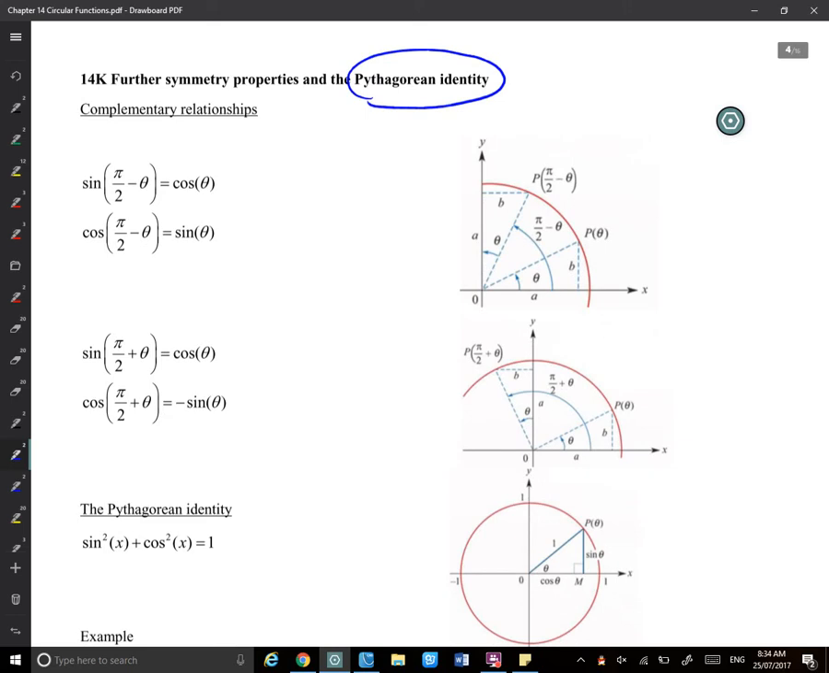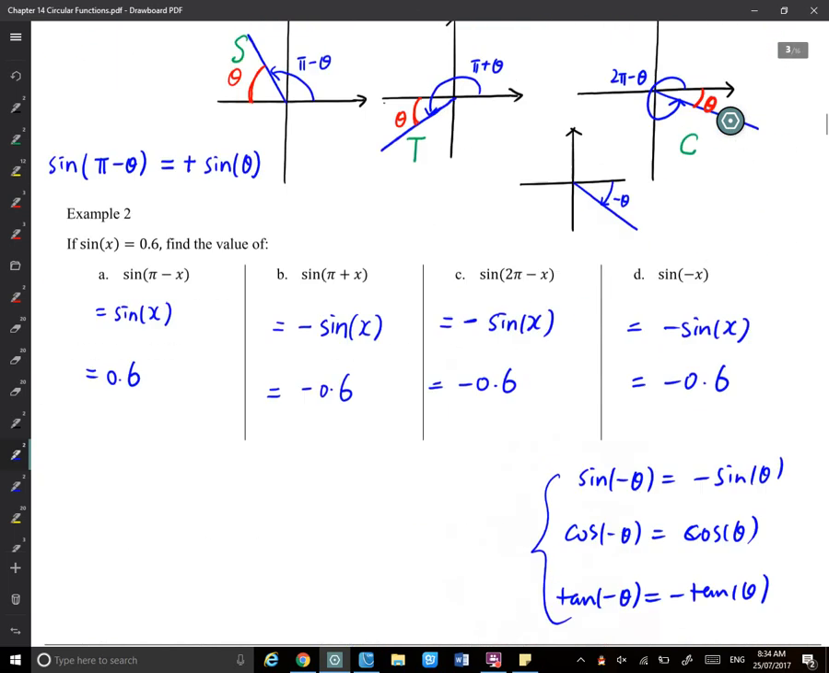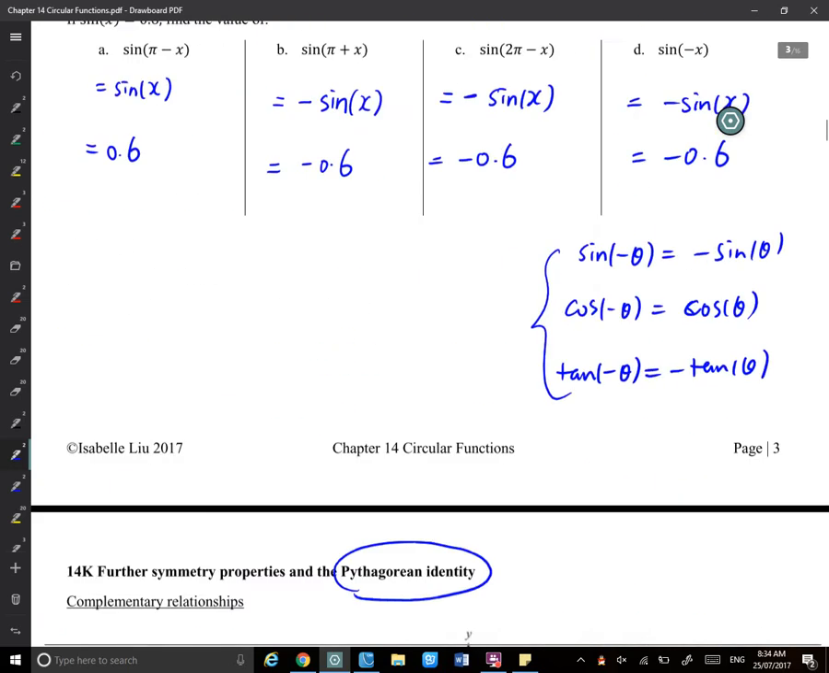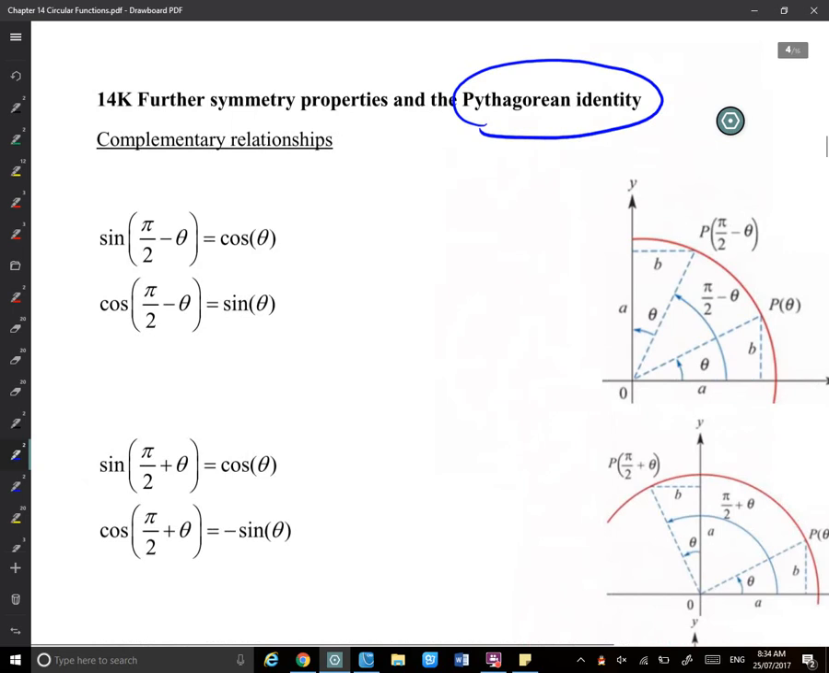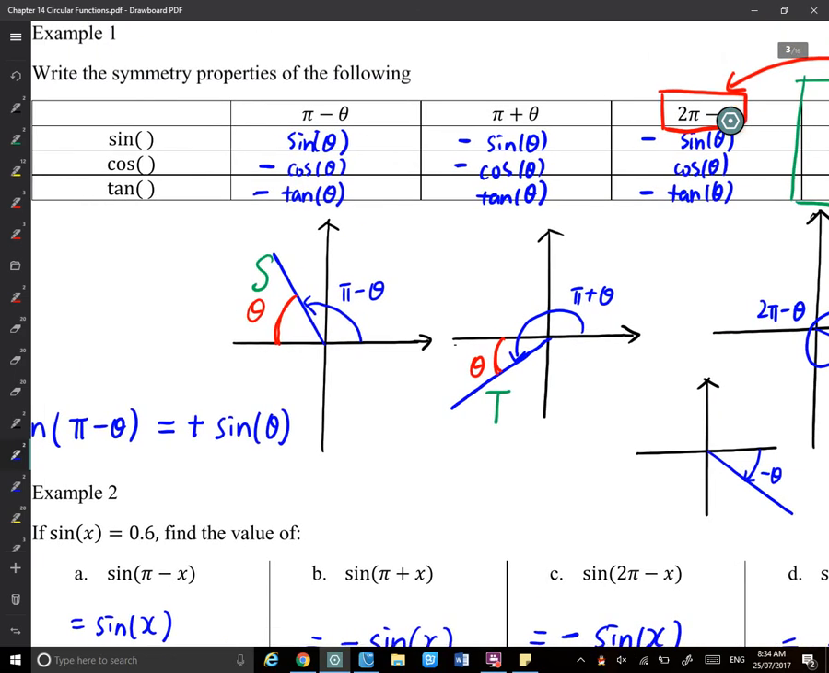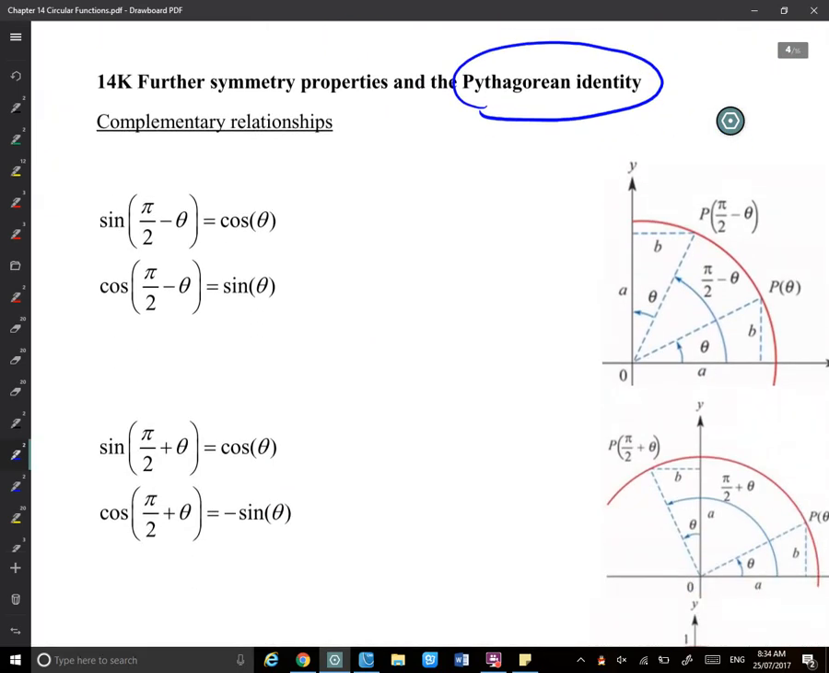So the first two is sine of pi over 2 minus theta will give you cosine theta. Okay, think about the difference between this page and this page. What we have changed here: sine of pi minus theta still comes to sine, cosine still goes to cosine, tan still goes to tangent. But in this formula, sine will go to cos when it's 90 degrees minus theta. What we have on the previous page is pi minus theta, pi plus theta, and 2 pi, the multiples of pi. But in this case, we have pi on 2, which is 90 degrees.